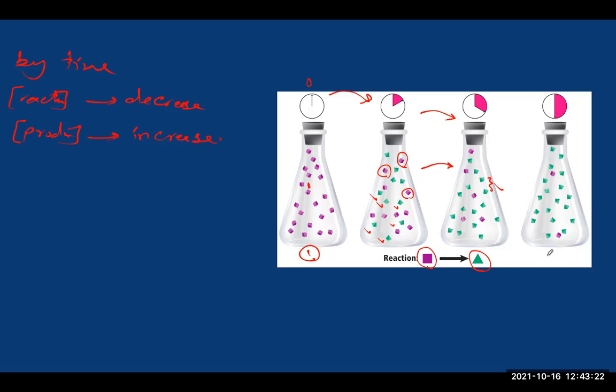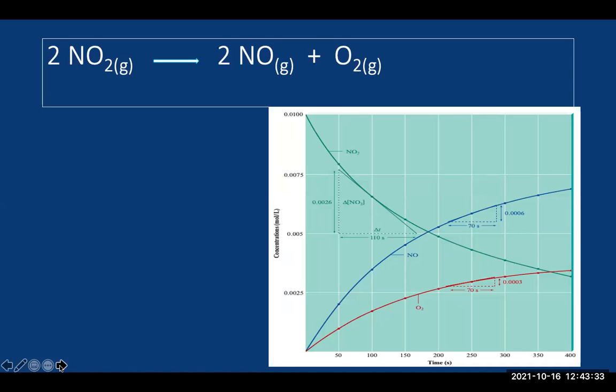Okay, so as we see at the end of the reaction, we will see only product and most of the reactant will not be found. So if you want to calculate the change in the concentration of the reactants or product, like this one, we have a reaction here, and this reaction 2NO2 will be converted to products 2NO and O2. This is the first line, this is the reactant, and at the beginning the reactant was high concentration, and by time the concentration of the reactant will decrease.